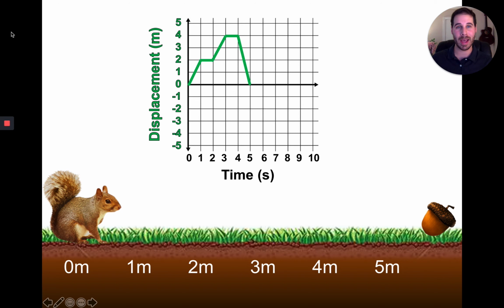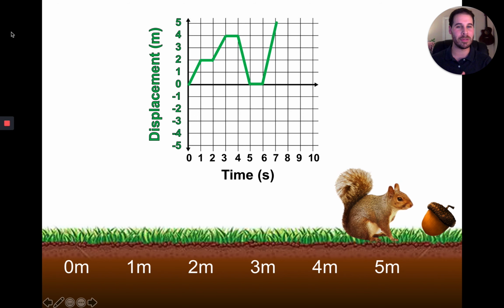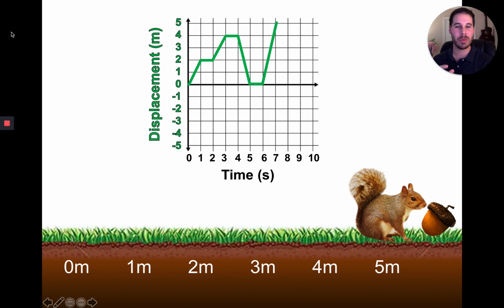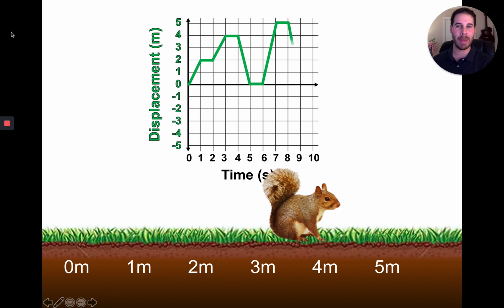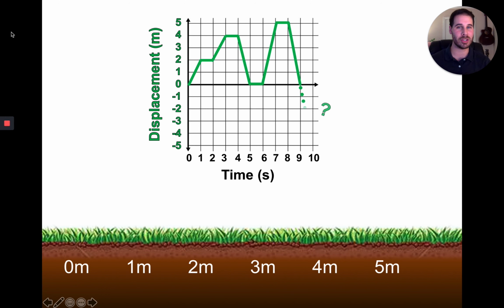So on a DT graph, now you can see that when you go down, it means reversing, it means backwards, or in the negative direction is the more accurate way to say that in physics. What happened next? Paco took a moment to build up his squirrely courage, and so he stayed at a displacement of 0 meters, and then he charged forward all the way out to 5 meters of distance, where he was able to celebrate for a moment and eat the acorn, and then he ran backwards beyond the starting position where we can no longer track his location.